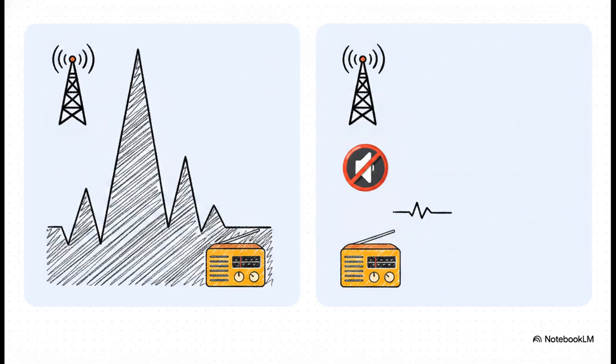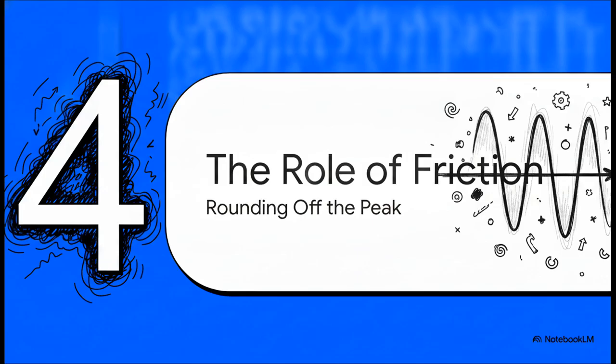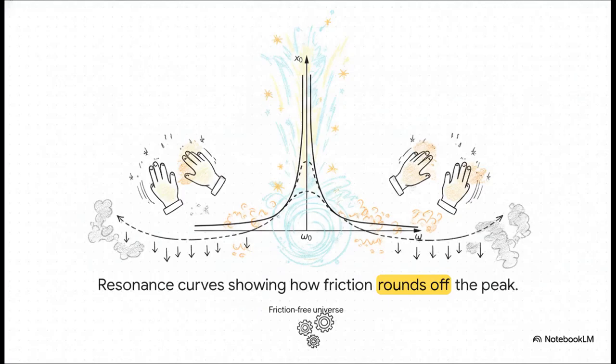We've used resonance to cherry-pick exactly what we want to hear out of a giant sea of superposition. Section 4. The role of friction, rounding off the peak. Now, up until now, we've kind of been talking as if these systems just oscillate perfectly forever. In a magical, friction-free universe, if you pushed an oscillator at its exact natural frequency, the amplitude would build and build and build, shooting to infinity until the system literally ripped itself apart.